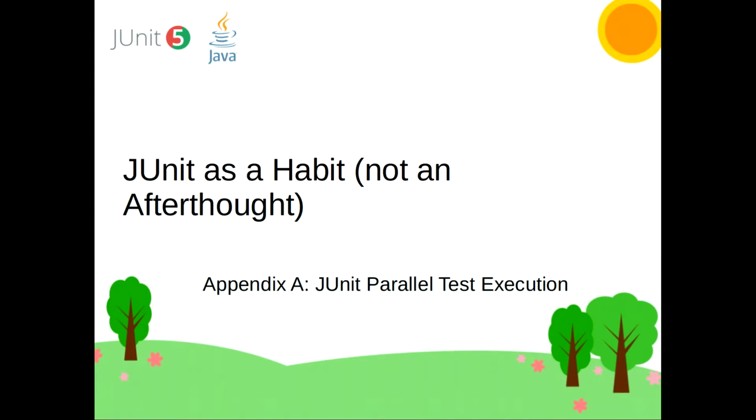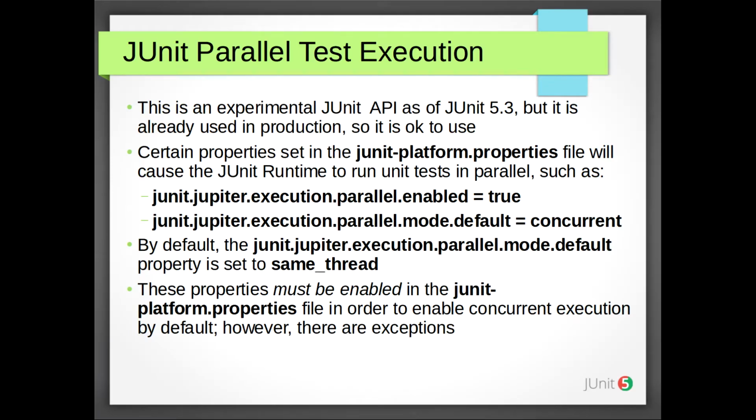Appendix A. JUnit Parallel Test Execution. This is an experimental JUnit API as of JUnit 5.3, but it is already used in production, so it is okay for you to use.